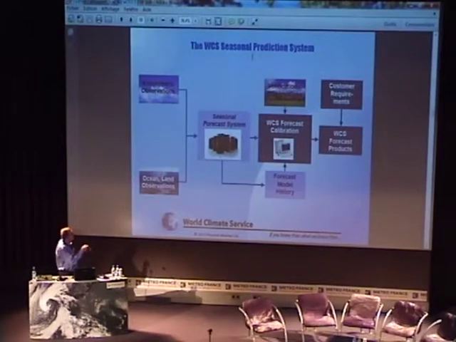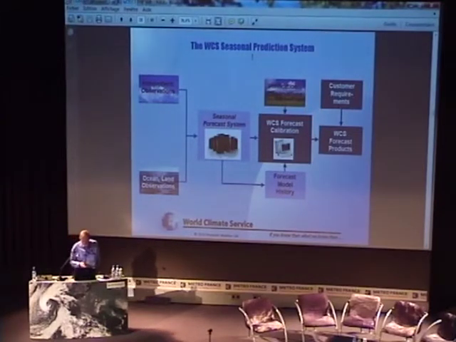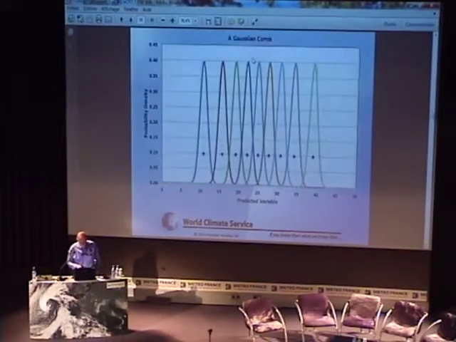We come into this here, the government or ECMWF produce the forecast. We run the calibration process. We produce forecasts that meet our customer requirements. And now a word about how we try to calibrate these things.